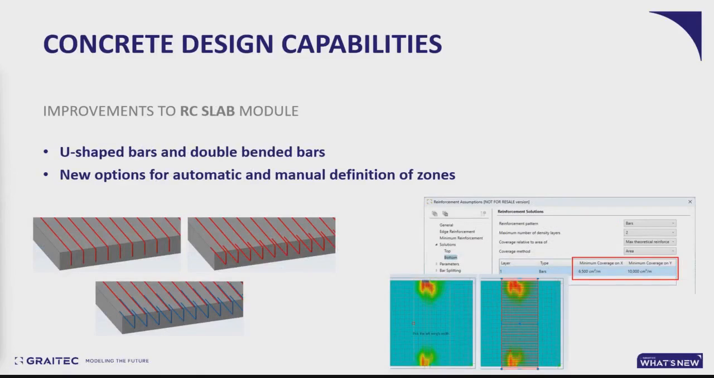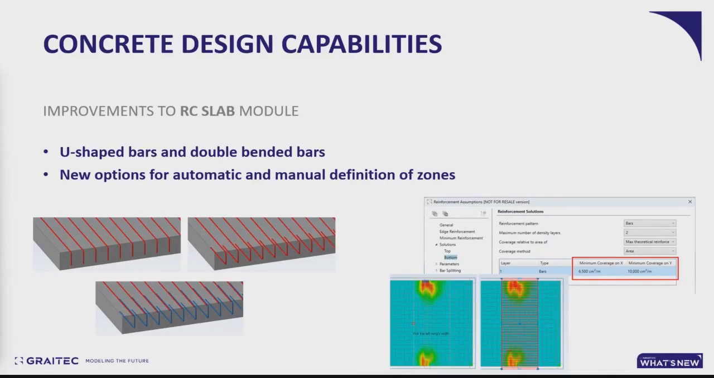And finally, we have RC slab module. I'll start with new bar shapes. You can define anchoring of bars using not only hooks, but also by using U-shaped bars and double bend bars. You can now manage anchorage details separately for each zone and for each direction.